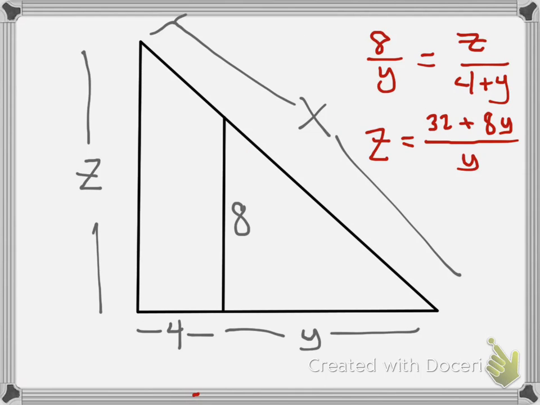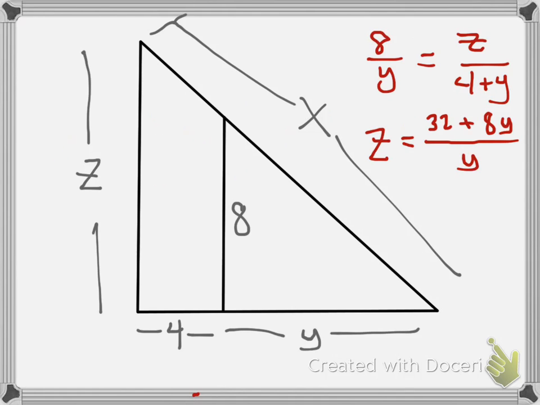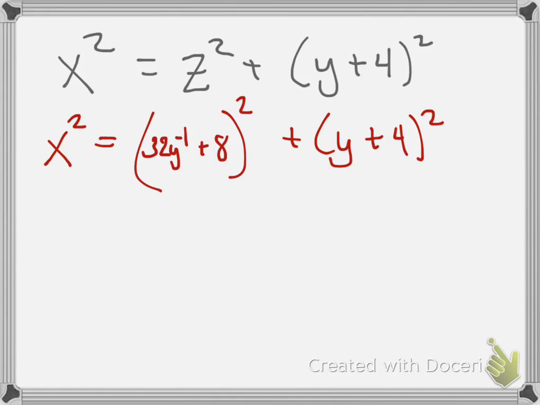What was that something again? Now I'm debating whether I want to leave it as a fraction or separate it. I think I'm going to separate it. We're going to have 32 y to the negative 1 plus 8. So let's just go back and double check that. Yeah, 32 over y is 32 times y to the negative 1, and then plus 8.